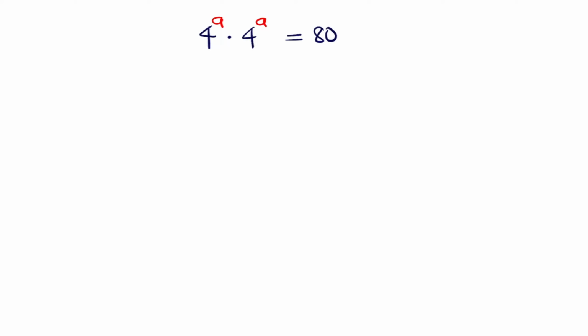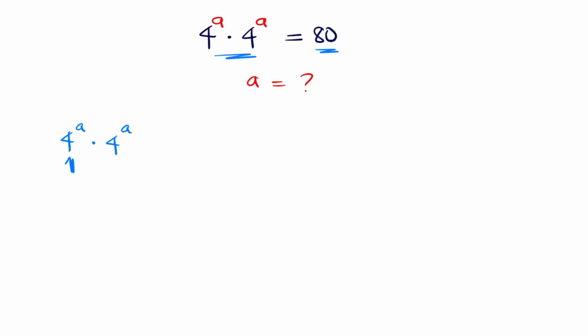In this video, we want to solve for a, given that 4 raised to power a times 4 raised to power a is equal to 80. To solve this problem, let us closely observe the expression on the left hand side. We have 4 to the power of a being multiplied by 4 to the power of a.